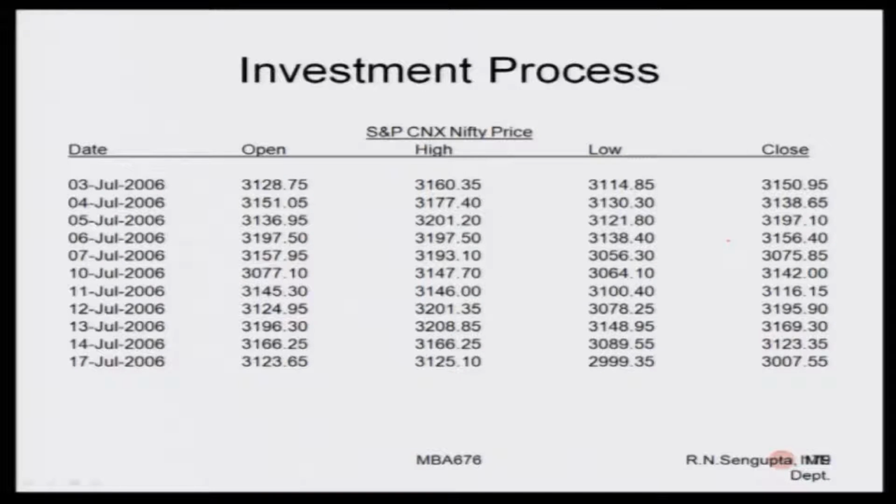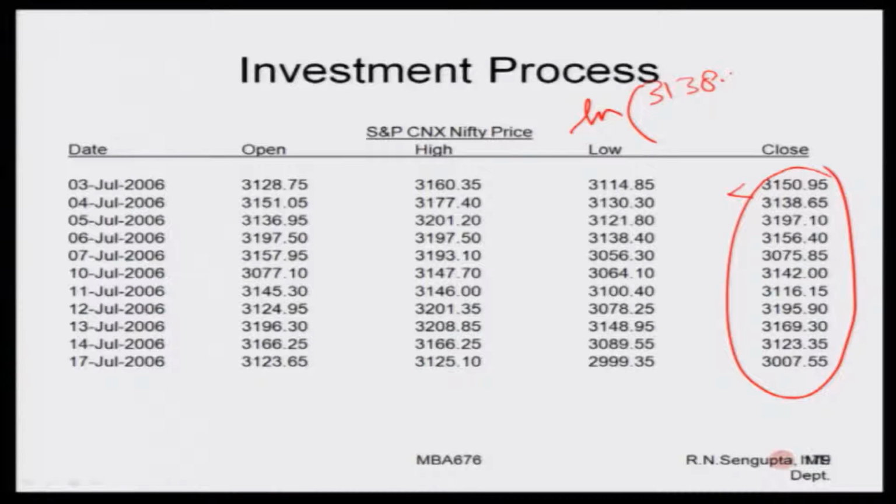So, again consider 2006. If you have the open, high, low, close of the S&P's price, the close price is the one we are talking about. You want to find the returns between these 2 days; it will be ln of 3138.65 divided by 3150 minus 0.95. This would be R1, and then you can find R2, R3, R4. Obviously, R1 and R2 can be positive or negative.